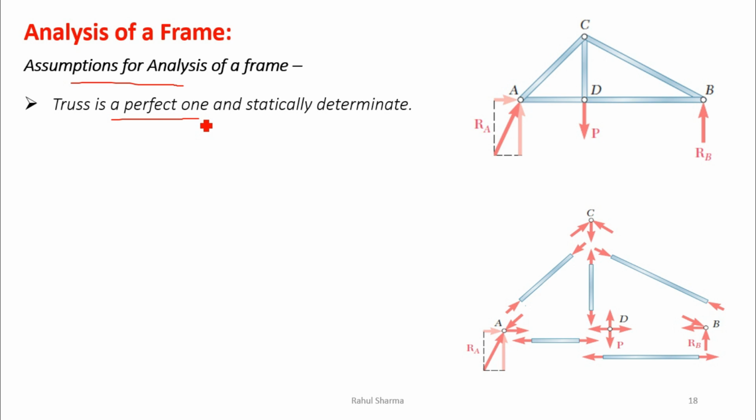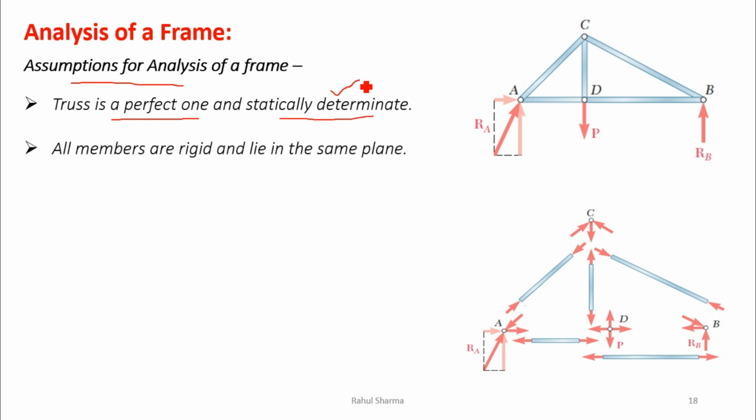No need to calculate m is equal to 2j minus 3. No need to find out that. We only assume that it is a perfect one and it is statically determinate. I told you in the previous part of the video what a statically determinate truss is. All members are rigid and lie in the same plane.